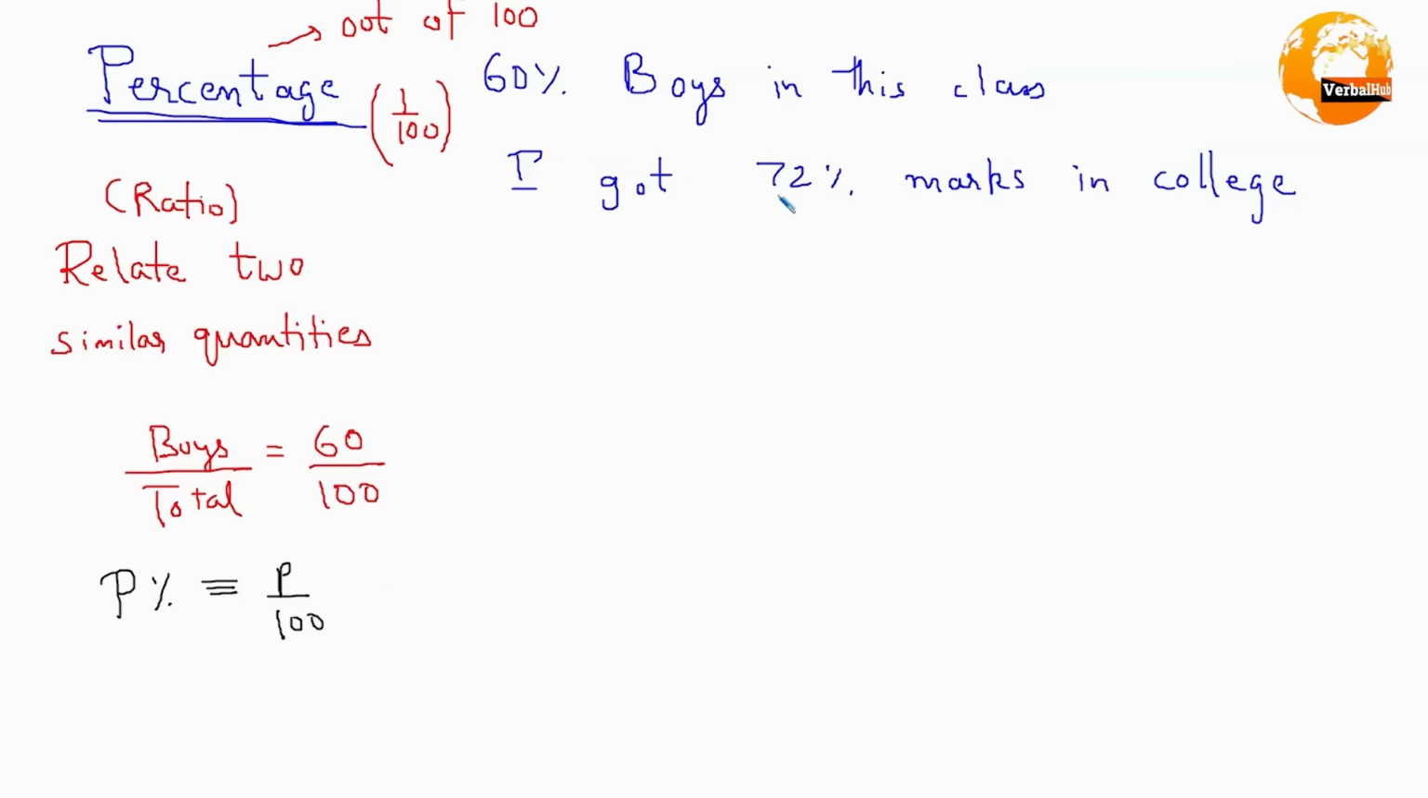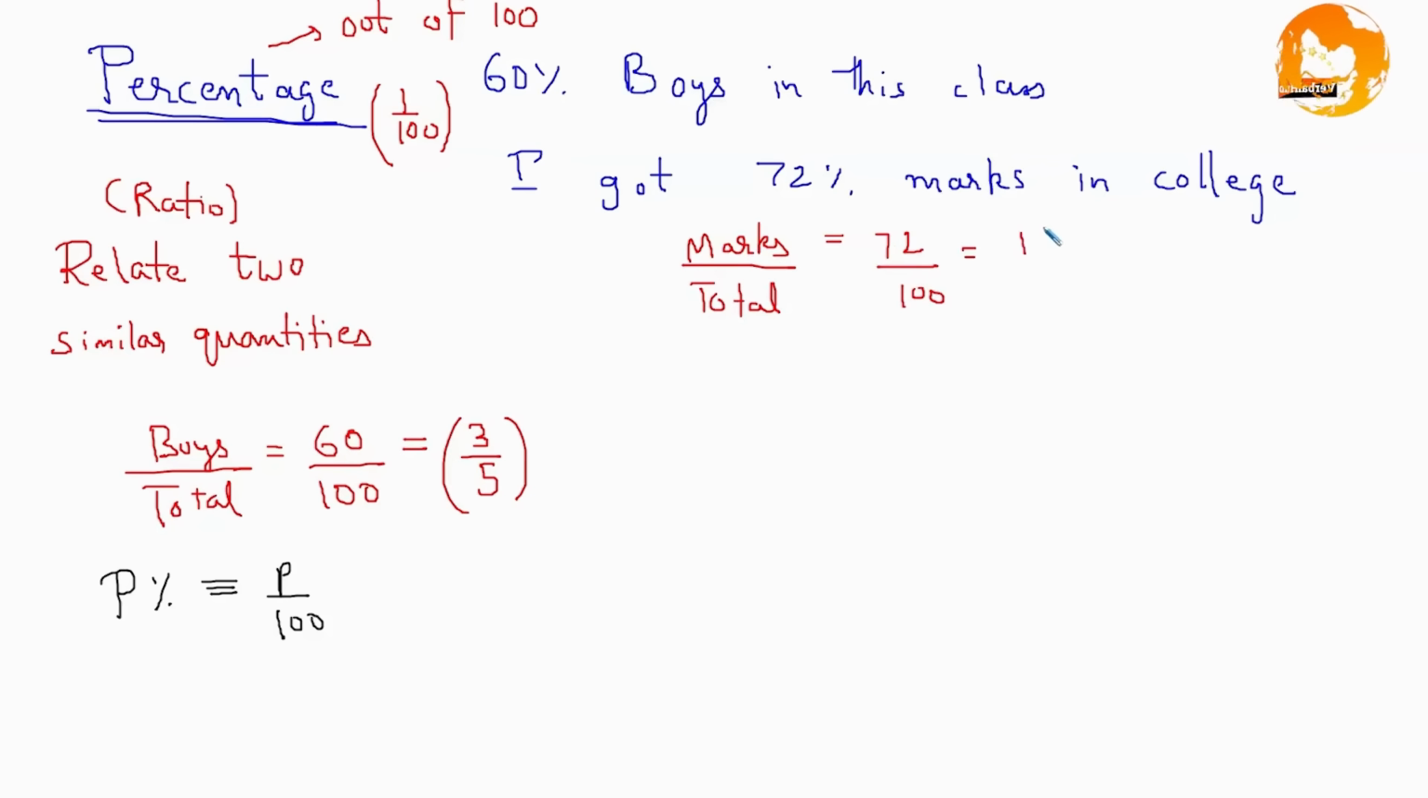And that's why in this case, the ratio of the number of boys to the total students, when simplified, is 3 on 5. Or I got 72% marks, so my marks out of the total marks is 72 on 100. You can further simplify it and you can get 18 on 25. Now, what is the meaning of these fractions?